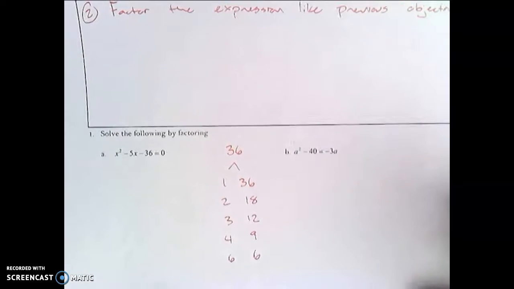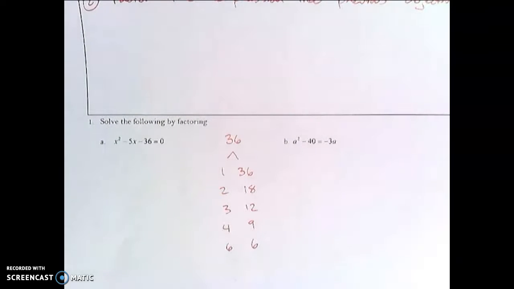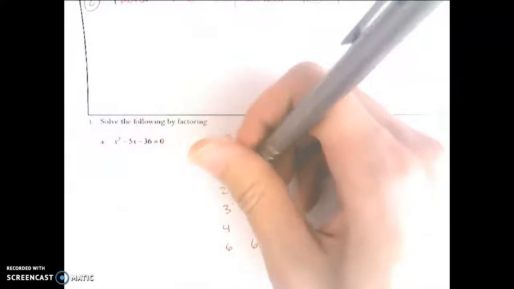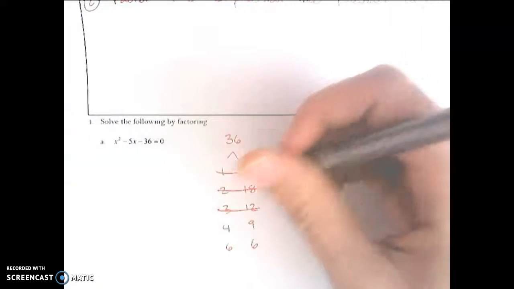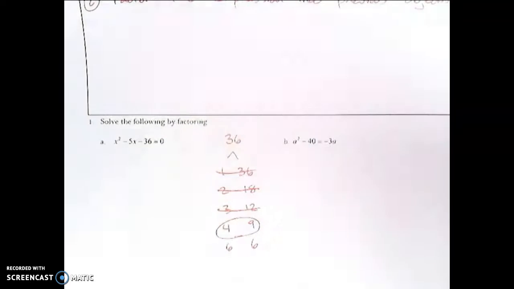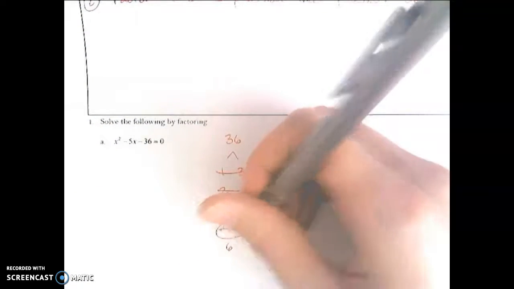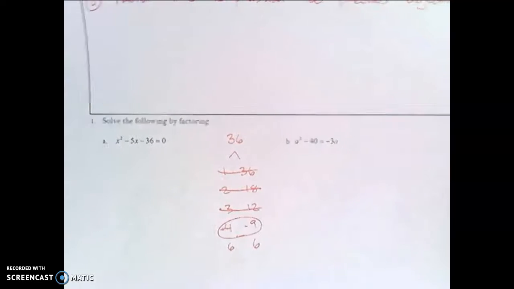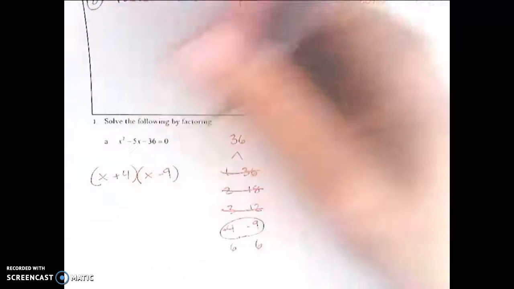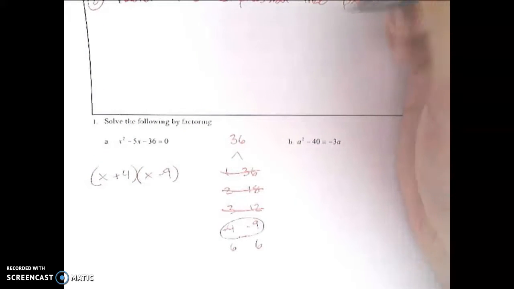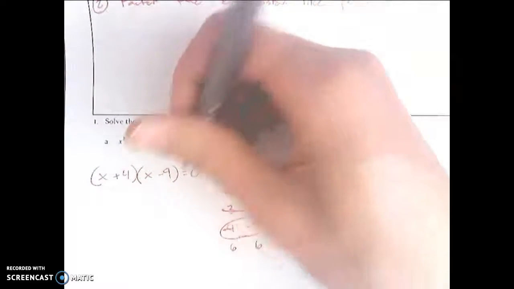And then in order to factor this, we need to know what pair of factors add up to get that middle term, so add up to get negative 5. Well, 1 and 36 don't, 2 and 18 don't, 3 and 12 don't. 4 and 9, if we had positive 4 and a negative 9, that would add up to negative 5. So factoring this, we have x plus 4 and x minus 9. So this is no different than what we've done in the past. But now we have an equation, so it's equal to 0.